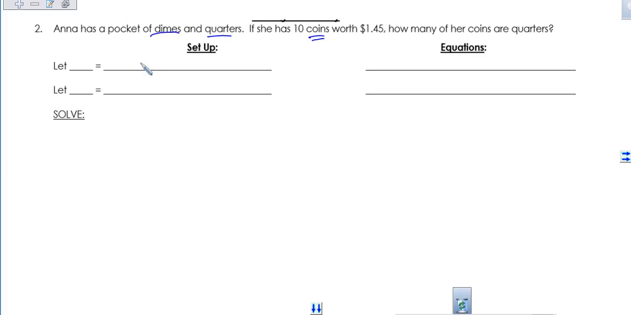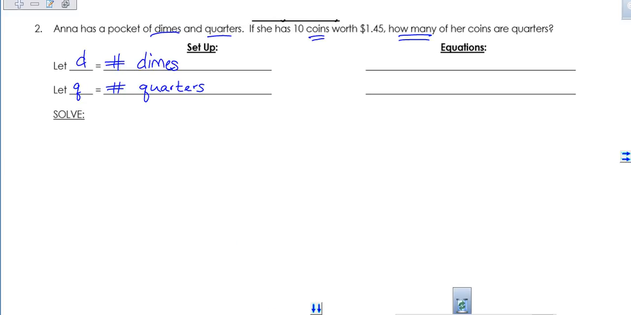Okay? So we have dimes and quarters. Okay? And we want to know how many. So that's the number of dimes and the number of quarters. Okay? It's important that you understand that it's talking about the number of them and not how much they cost. Okay? So I'm going to let D stand for dimes and Q stand for quarters.